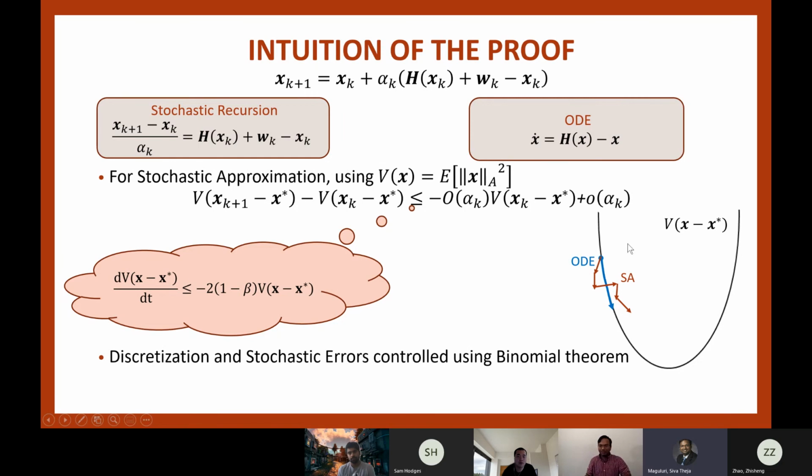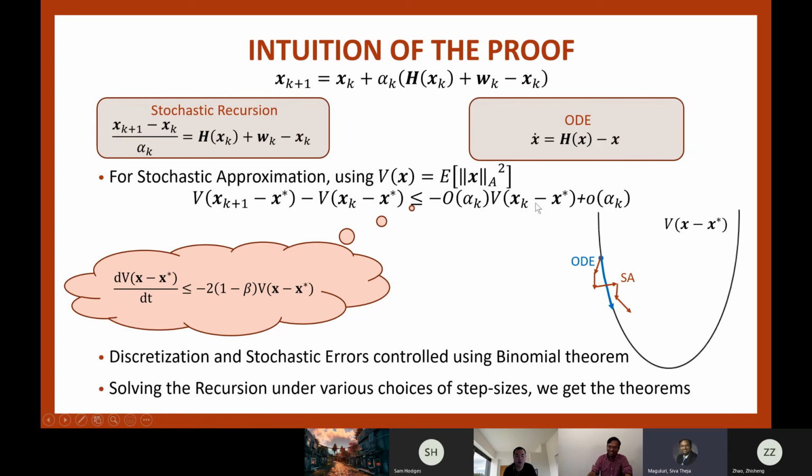If you look at the linear approximation of the Lyapunov function, that corresponds to the ODE. But the second order terms can be handled using the binomial theorem for inner product norms. So basically, the binomial theorem enables us to control the discretization and stochastic errors, which are all hidden in the second order little o of alpha term. And essentially solving this recursion, we get the theorem, all the cases, the constant step size, diminishing step size that I showed before. So if I did not have this little o term, this is like geometric convergence. We could have had geometric convergence, but because of noise and discretization, this little o term is kind of inevitable, and that leads to a poorer rate. In the best case, it is 1 over k.